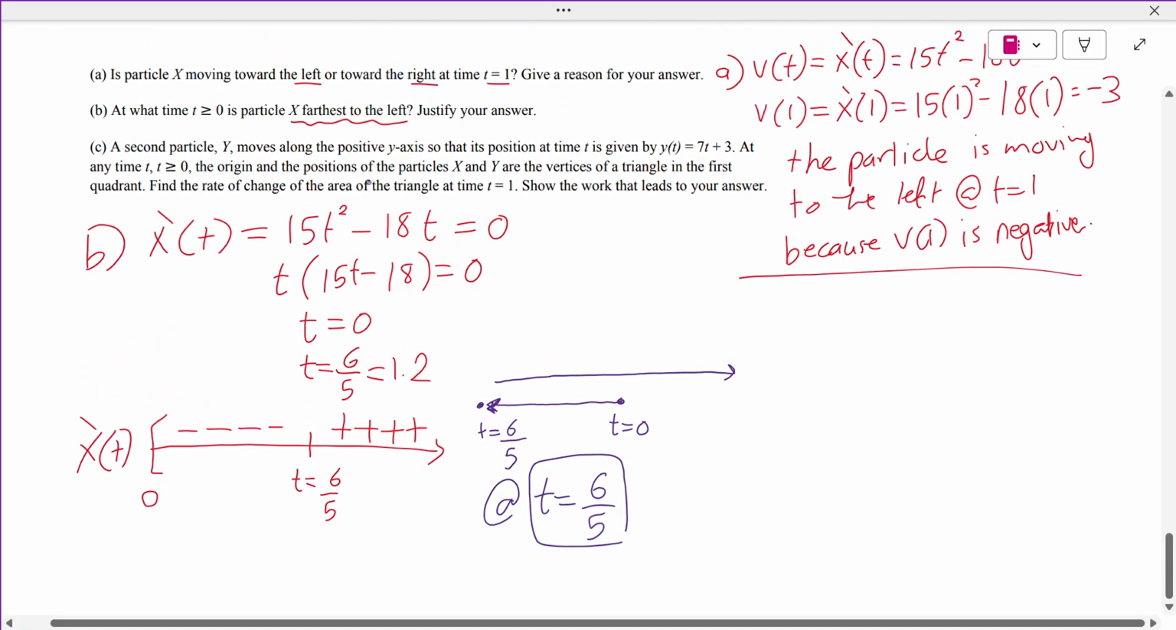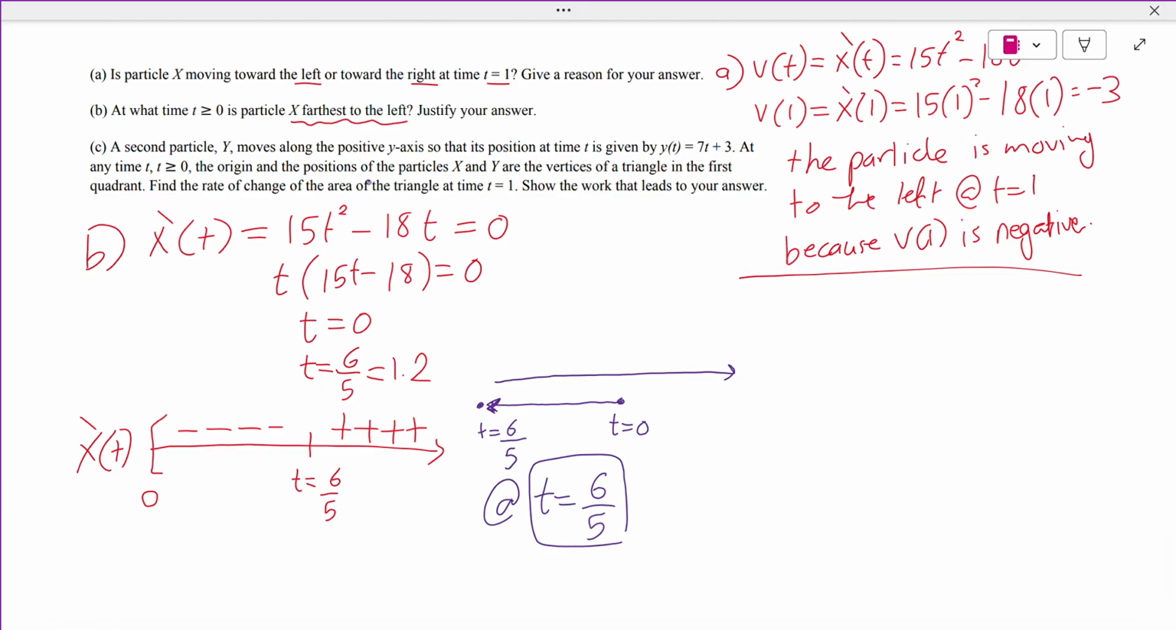Part C says a second particle y moves along the positive y-axis so that the position is given by y of t equals 7t plus 3, at time t bigger than or equal to 0. The origin and the positions of the particles x and y are the vertices of a triangle in the first quadrant. Find the rate of change of the area of the triangle when t is equal to 1.